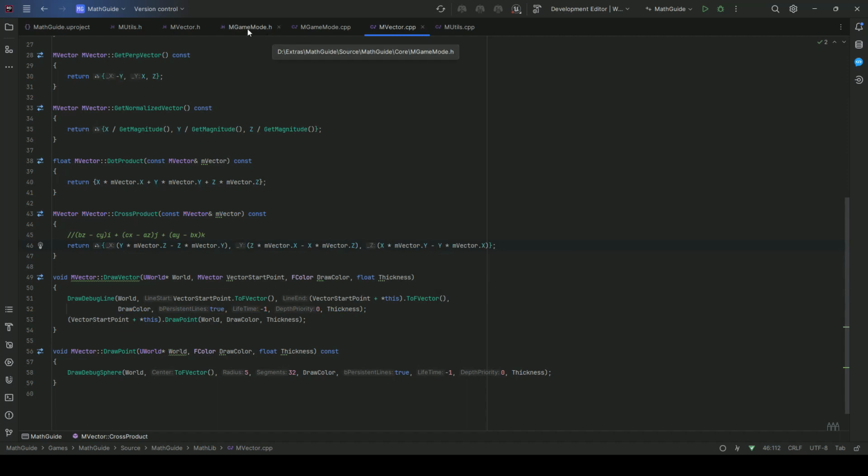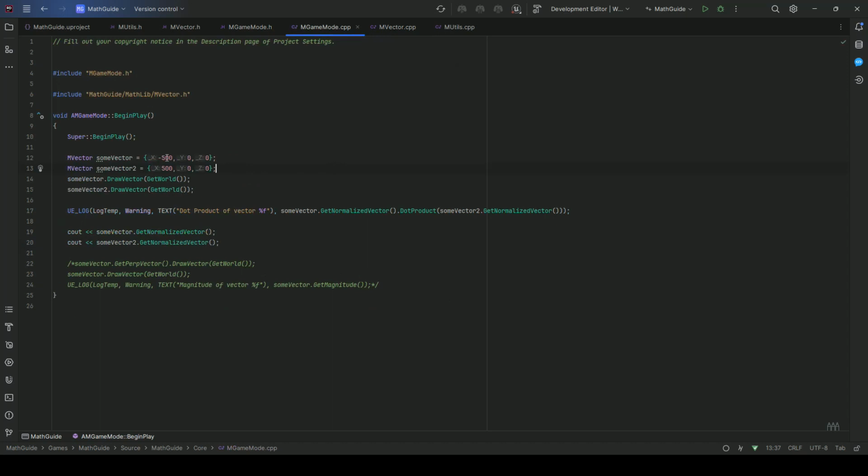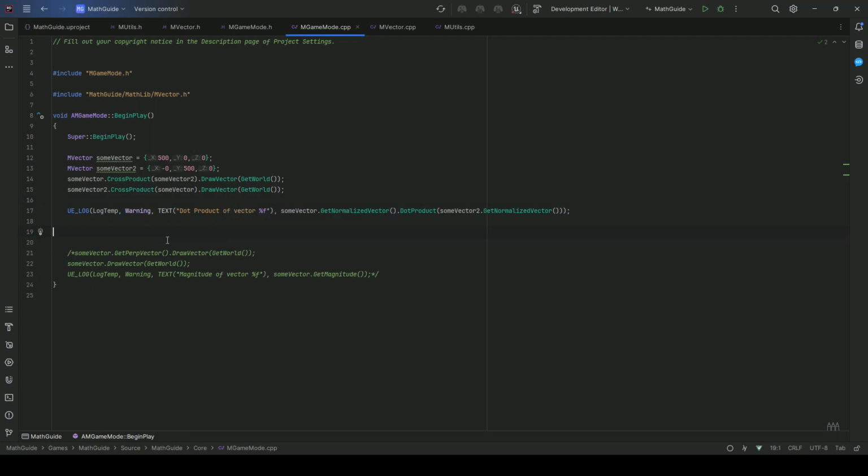Now we will test it inside our game mode if we are getting the correct answer or not. So what I will do, I will have two vectors, x and y, and I'm just flipping for the x y scenario. So when I do the cross product, I will give some vector 2, and here I will again do the cross product but with the first vector. So I'm doing a cross b and b cross a, and we will check what vector we are getting. And we don't want to normalize anything, and I don't want to print anything at the same time. Let me play.